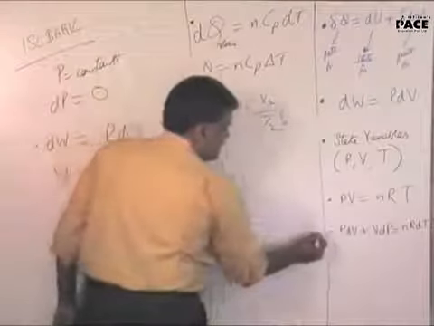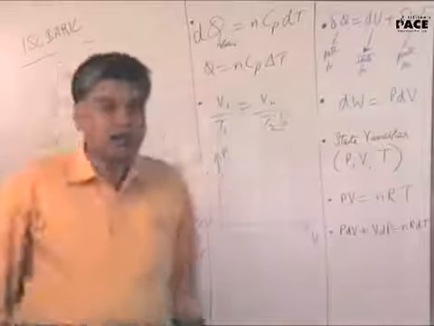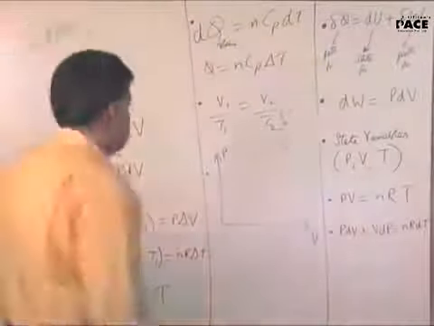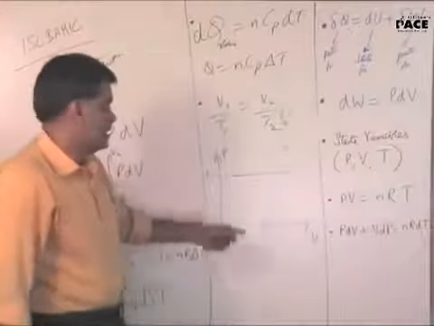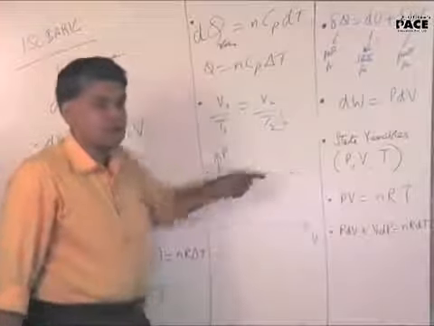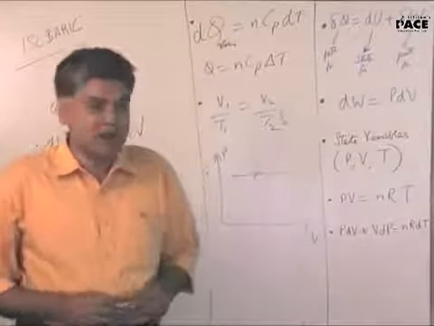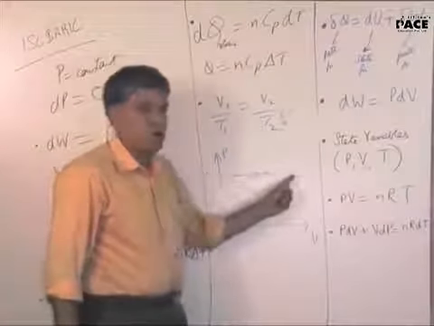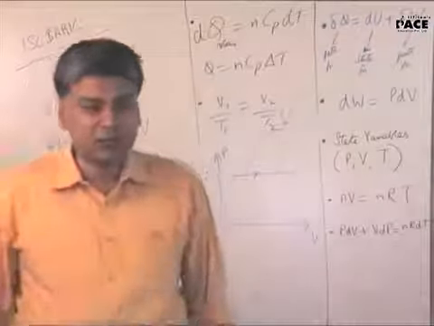And then finally, what is the PV graph? Indicator diagram, PV diagram. If your isobaric process is there, pressure is constant, we draw a line like that. If I put an arrow like this, it represents an isobaric expansion. The volume is increasing from less to more. If I put a reverse arrow, it would mean isobaric compression.